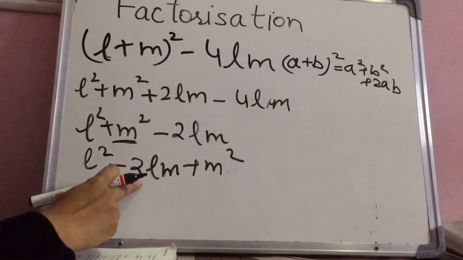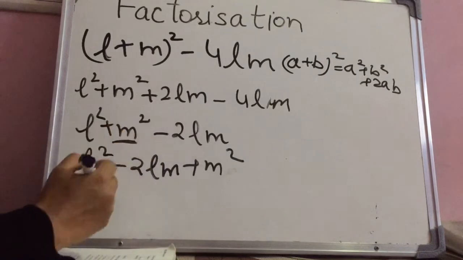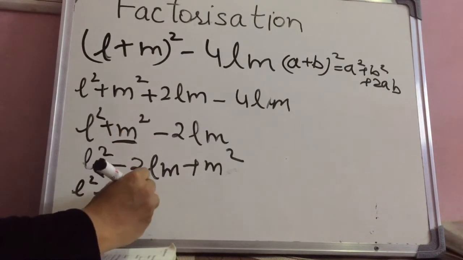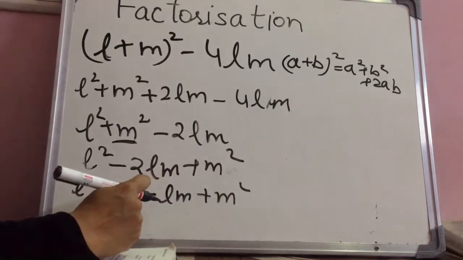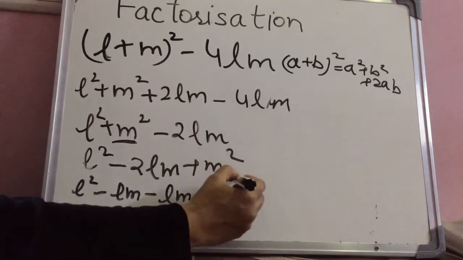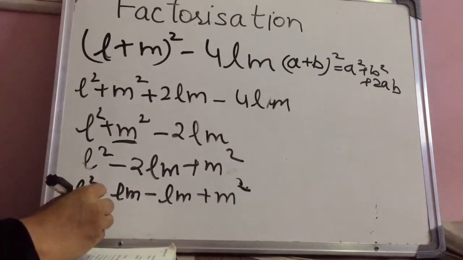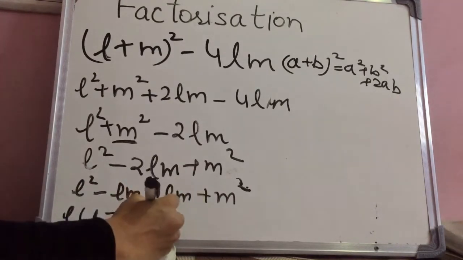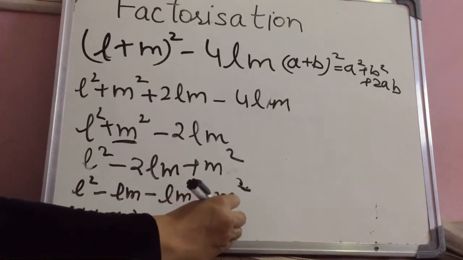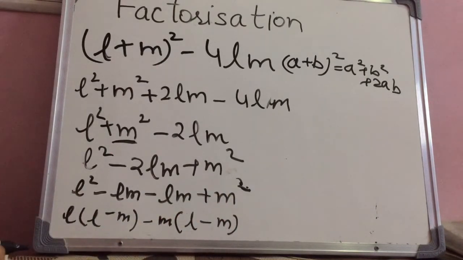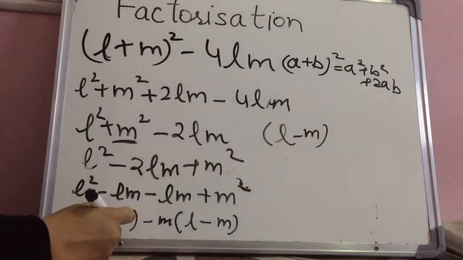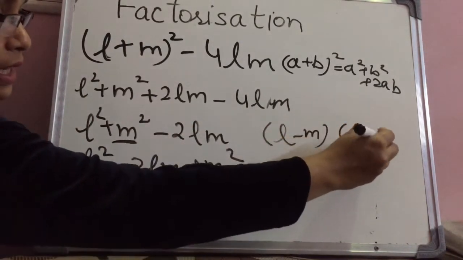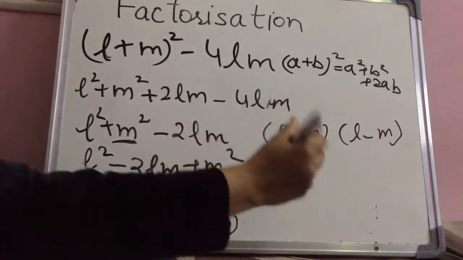Now we can split this term to get the multiplication of these two terms. What will be? L square minus LM minus LM plus M square. When we multiply this, we get L square M square. Okay. Now taking L common from here, L minus M, and taking minus M common from here, we get L minus M. Okay. Now taking L minus M common, we'll do it here. L minus M common from these two terms and L minus M remaining in the remaining terms.